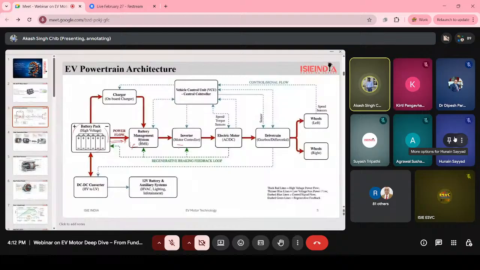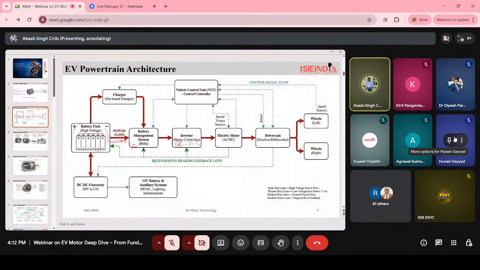This inverter converts the direct current into alternating current. Basically, the battery gives direct current supply to the motor controller, and that motor controller changes the direct current supply to the alternating current. It converts DC to AC.